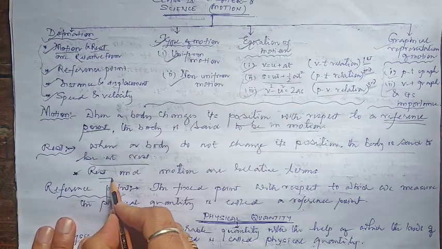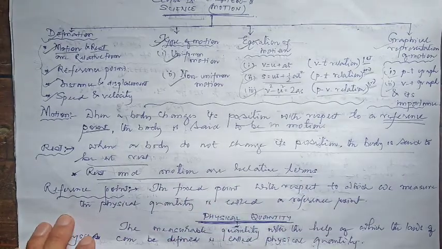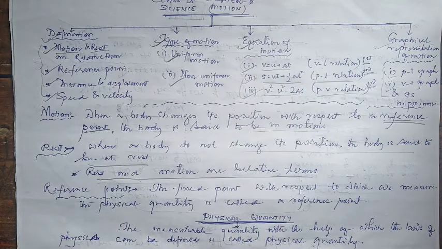Now students, pay attention to this line. This is very, very important. Rest and motion are relative terms. When I say rest and motion are relative terms, what does it mean? In nature, nothing is in permanent motion. Nothing is at permanent rest.